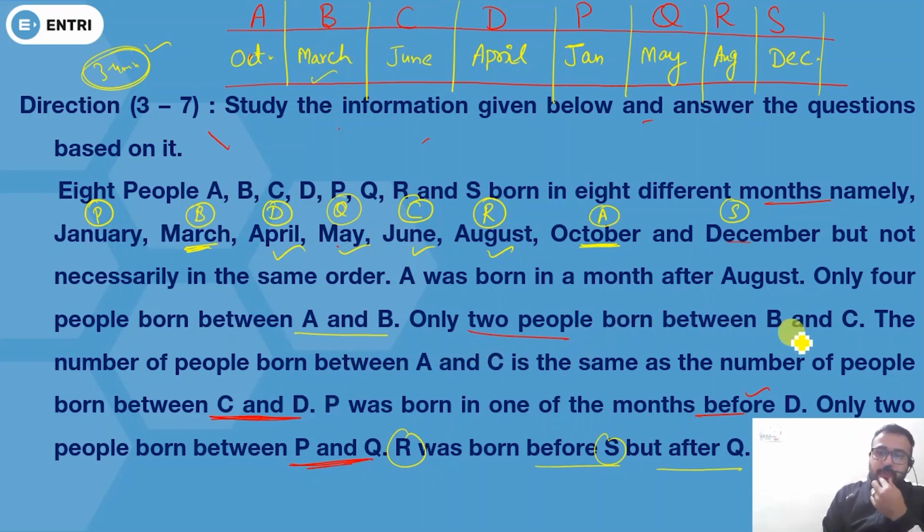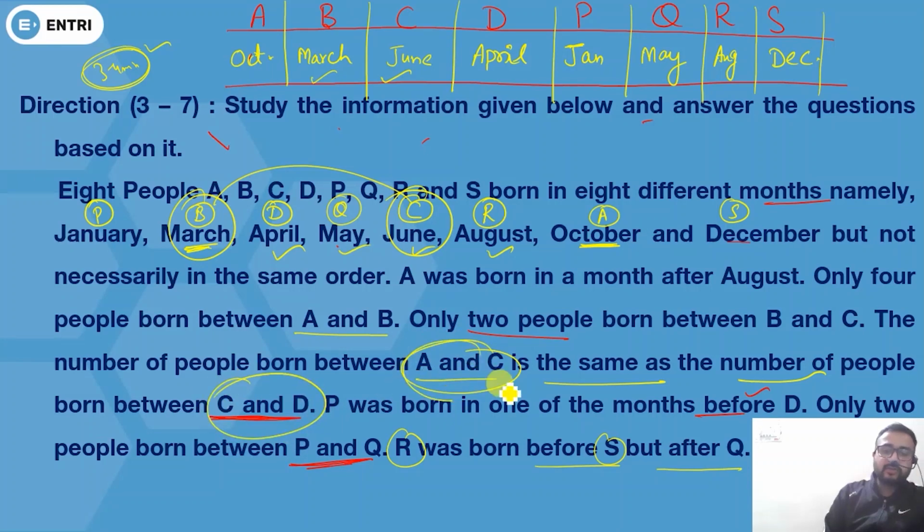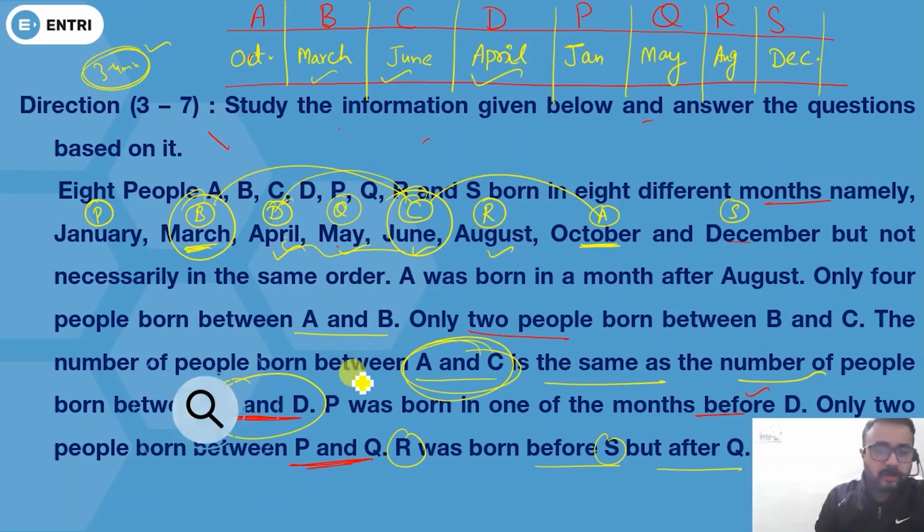Now only 2 people born between B and C. So B is here. So C will be here because there are no 2 people here. So C will be born in June. So I have written here June. Now next, the number of people born between A and C is the same as the number of people born between C and D. Between A and C there was only 1 person. So in between C and D there will also be 1 person. So D will be born in April according to this.